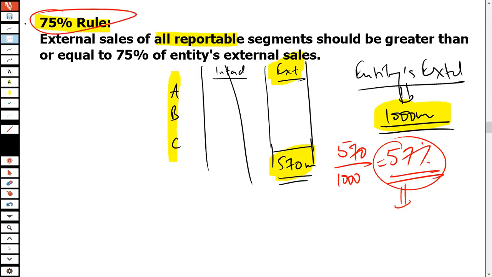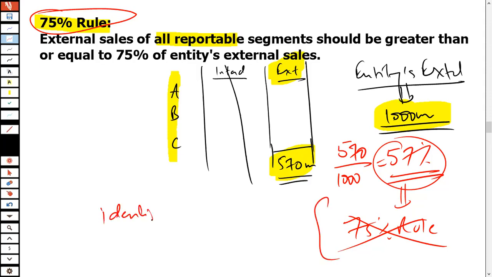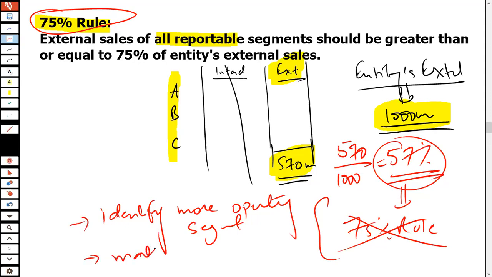This would actually mean that this 75% rule is not met. So if the 75% rule is not met, what are you going to do as an entity? You will identify more operating segments and you will make them reportable, even if they don't meet any of the thresholds, even if they don't meet any of the criteria.